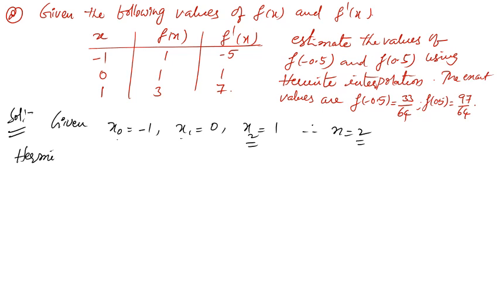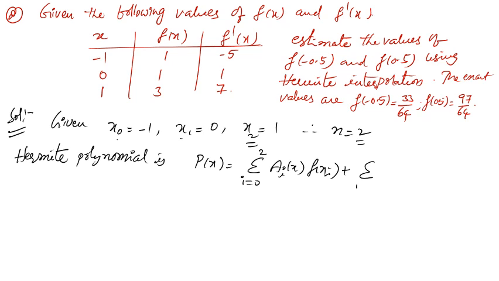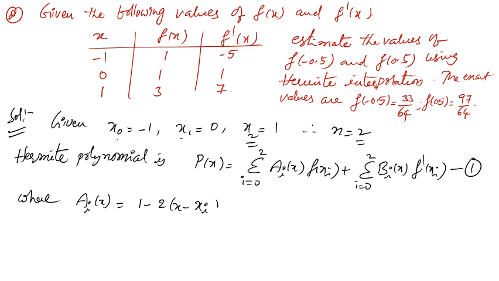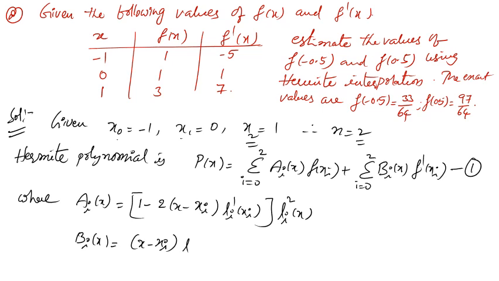Hermite interpolation is the Hermite polynomial, P of x equal to what? Summation i equal to 0 to n. N means what? 2. Ai of x into f of xi plus summation i equal to 0 to 2 bi of x into f dash of xi, equation 1. Okay, where what is ai of x? Ai of x equal to 1 minus 2 into (x minus xi) li dash of xi, this whole multiplied by li square of x, right? And bi of x is what? Bi of x is (x minus xi) into li square of x.